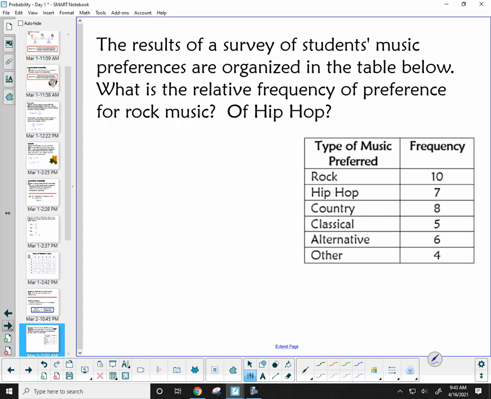So for instance, this is a relative frequency table for a survey that was conducted for students' music preferences. I want to know what is the relative frequency, or the experimental probability. This was an experiment, right? So what's the experimental probability of rock music? We have 10 people who like rock music, right? But we also need to know a total. So we have to figure out how many people took our survey.